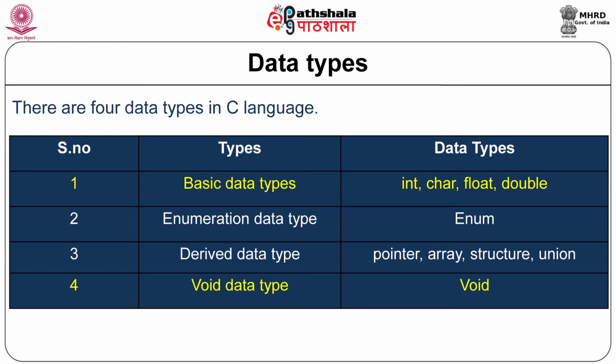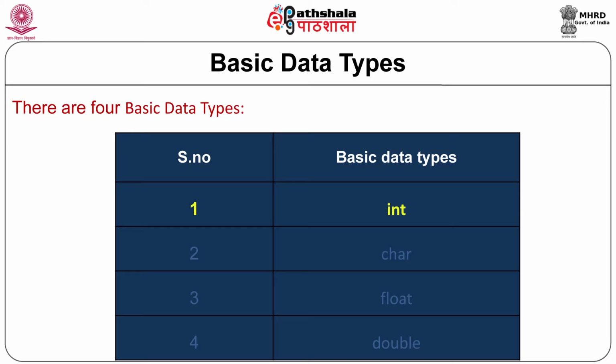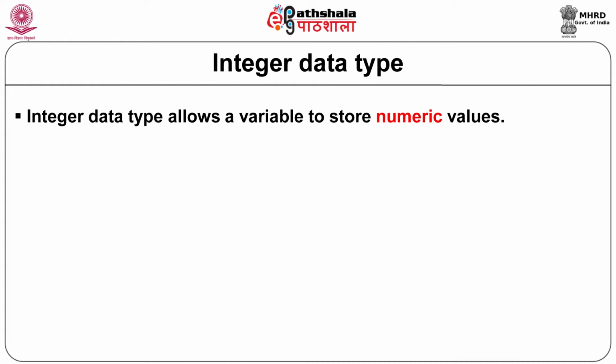There are 4 basic data types: integer, character, float and double. Now let us see, the first one is the integer type of data type, which is referred to as integer. Second is character, third is float and fourth one is double. Now let us see them one by one.